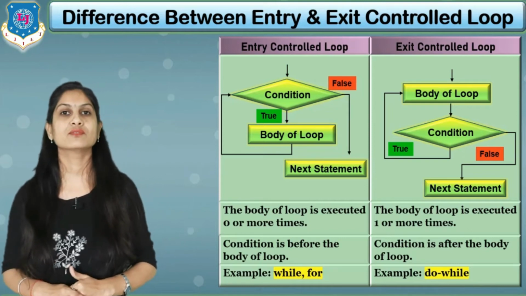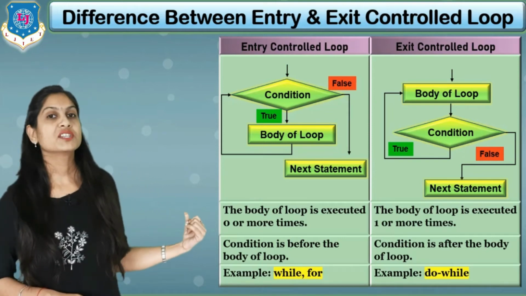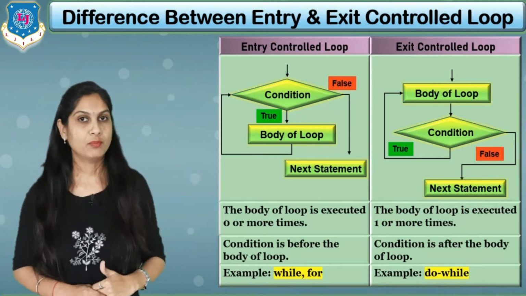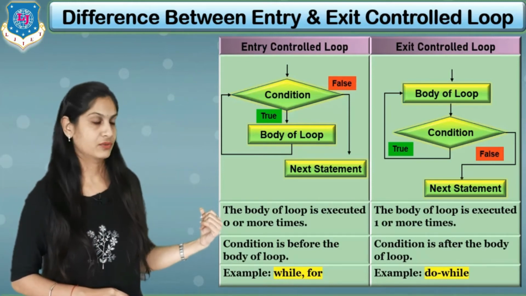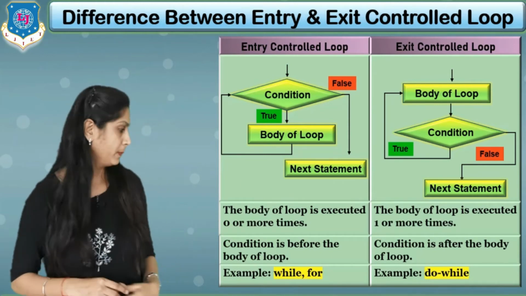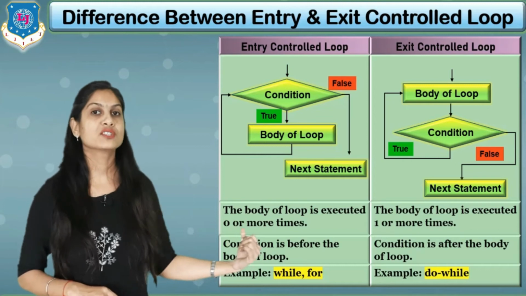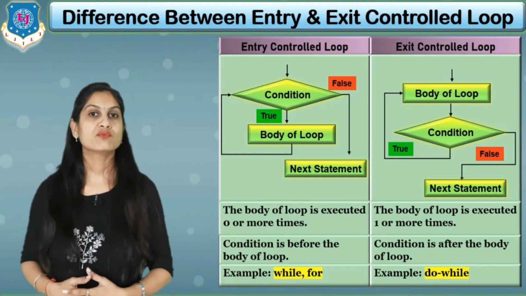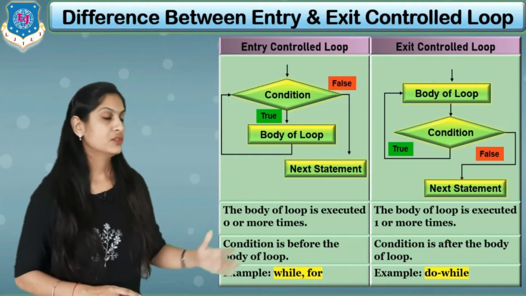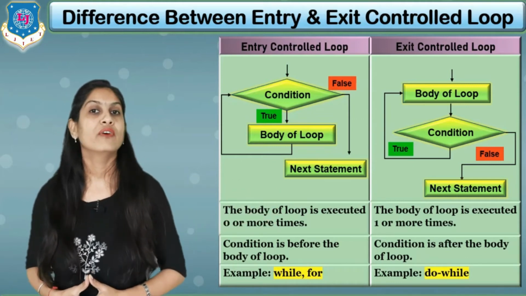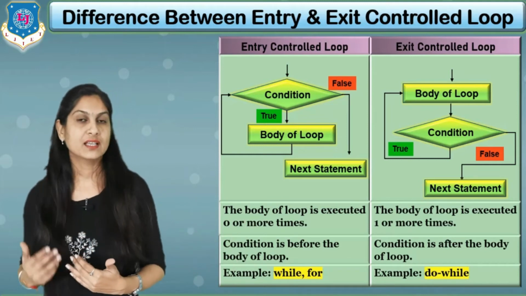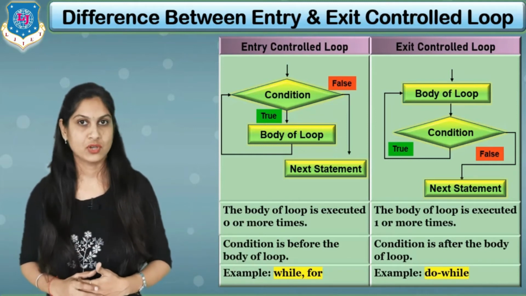Now the second difference is, is the condition before or after? The condition is before the body of loop in an entry control loop, and in an exit control loop the condition is after the body of loop. The examples of these two: in an entry control loop the examples are while and for, and do while is an example of exit control loop. Those three loops we will discuss in detail in our next topic.